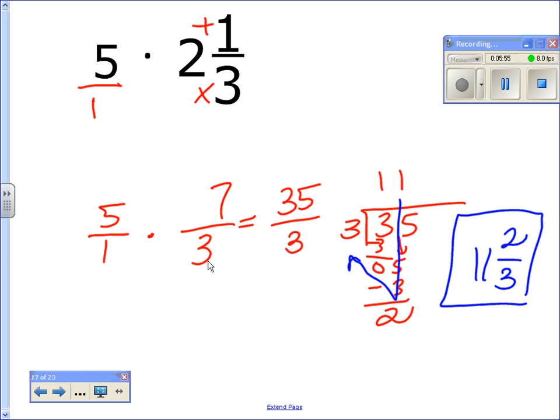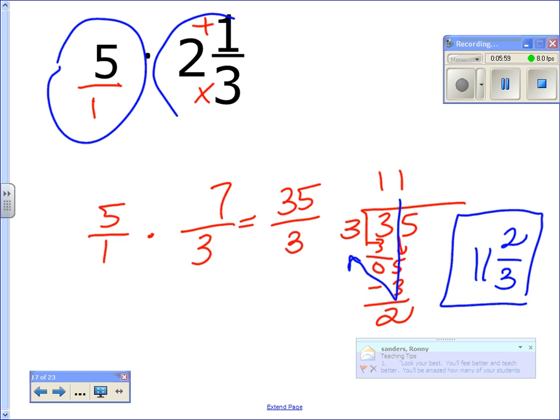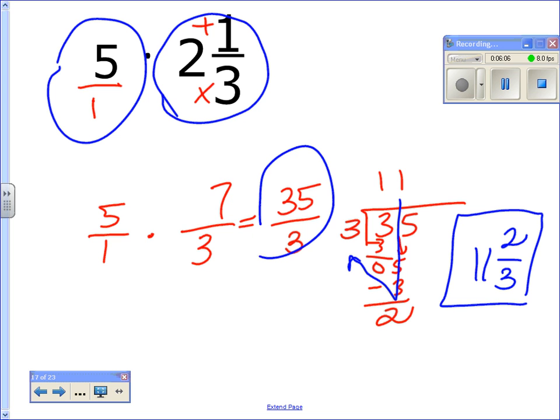So a few things to remember. Always remember to put a whole number over 1. Always remember to convert a mixed number into a fraction. Okay? And always remember to bow tie your answer if you get an improper fraction.